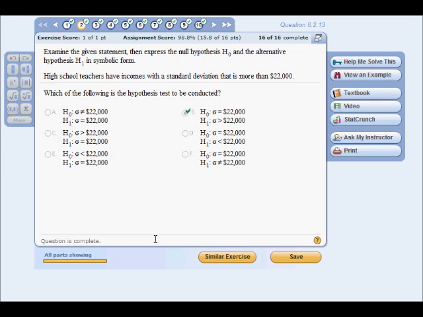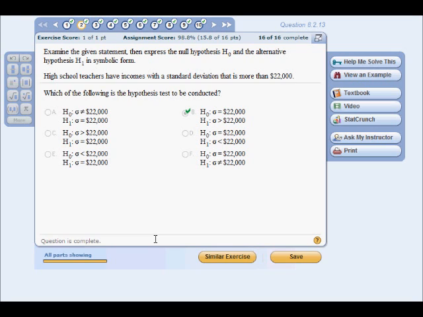Number 2. Examine the given statement, then express the null hypothesis, H sub 0, and the alternative hypothesis, H sub 1, just like we did in problem 1. Our statement is high school teachers have incomes with a standard deviation that is more than $22,000.